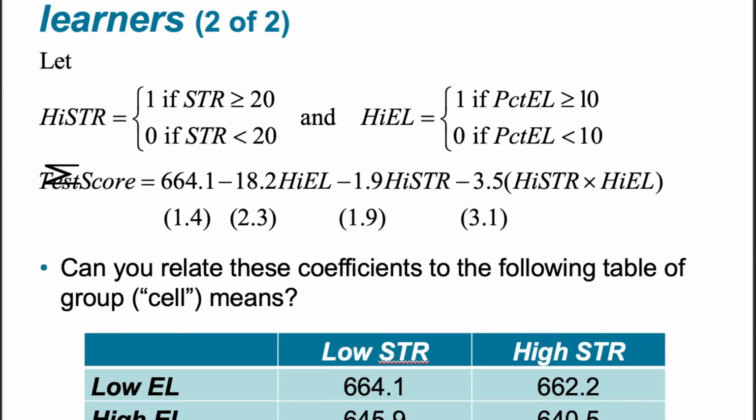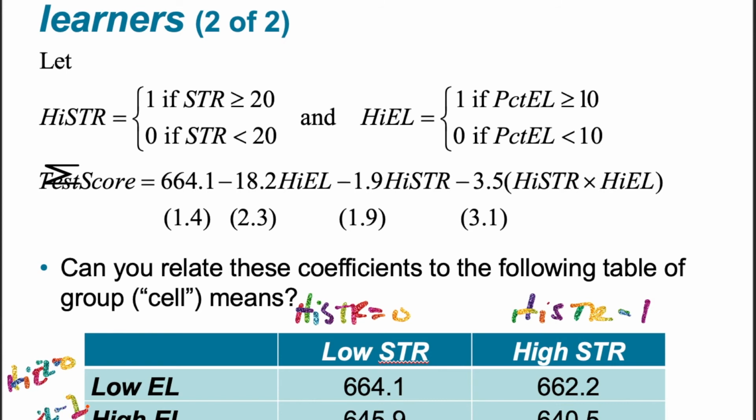Now recall that we want to look at all of the cases. So we have this regression that we just saw in the last slide. In the table below, we have all of the cases. We have low STR, high STR, low EL, high EL. Low STR is high STR equals 0. High STR is high STR equals 1. Low EL is high EL equals 0. High EL is high EL equals 1.